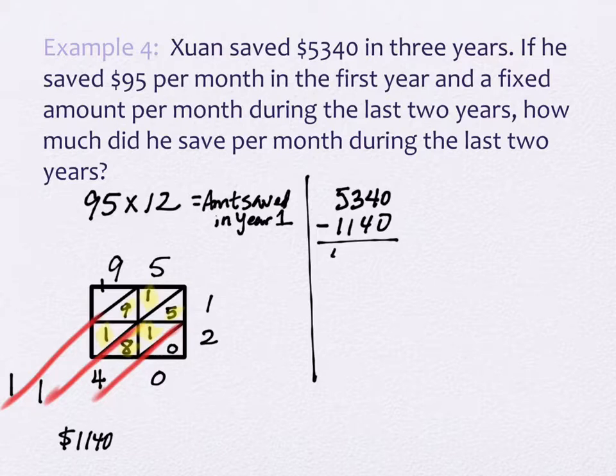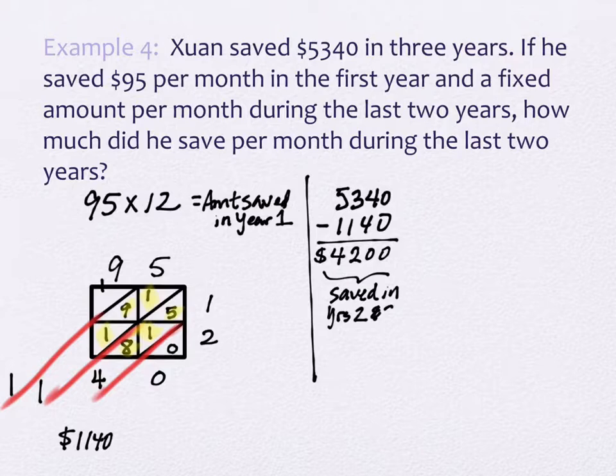So I actually have $4,200. So this is the amount that he saved in years 2 and 3, right? Yeah. So then what would I do? Subtract it by 24. Yeah, I need to divide it by 24.